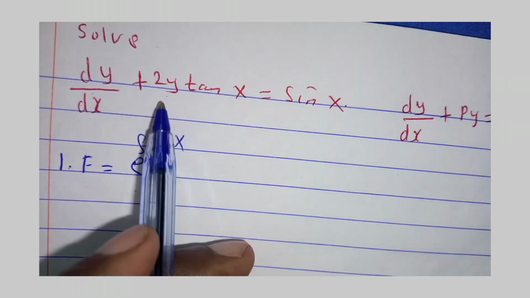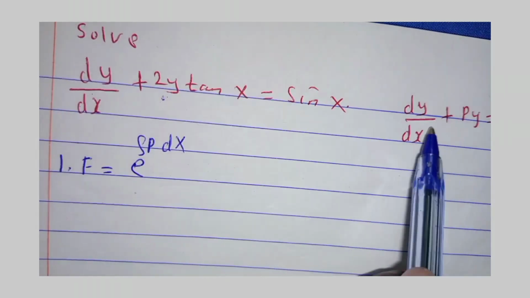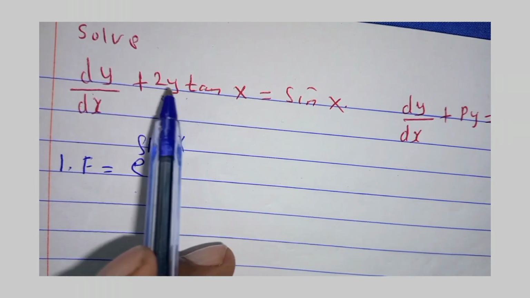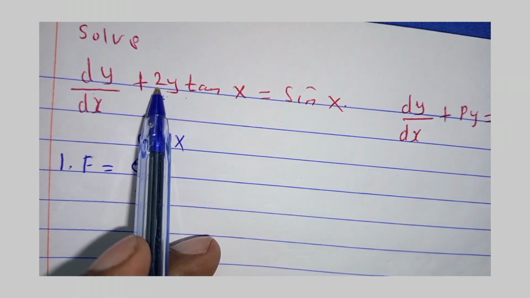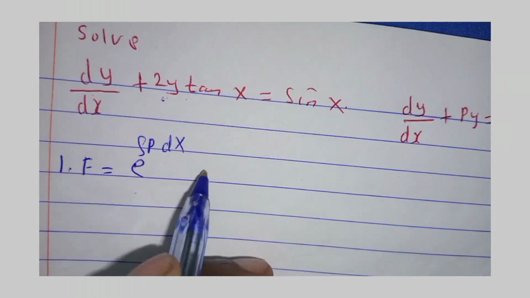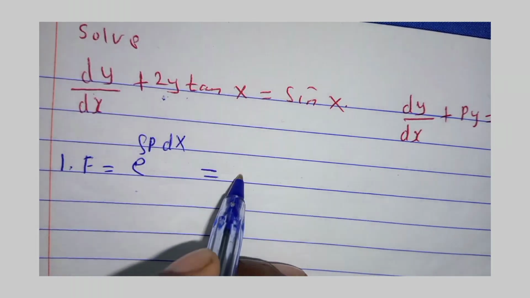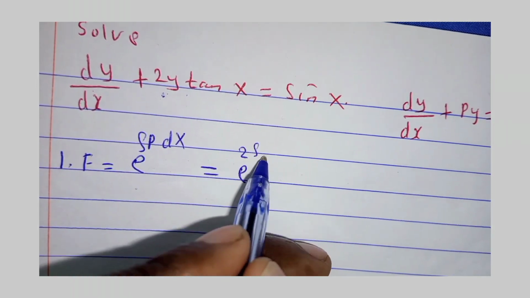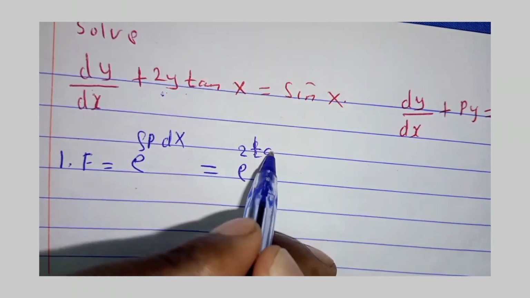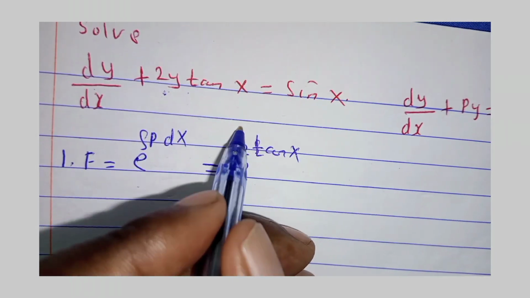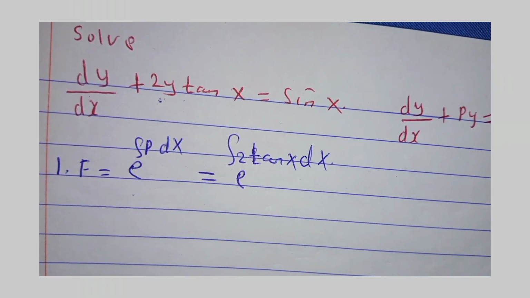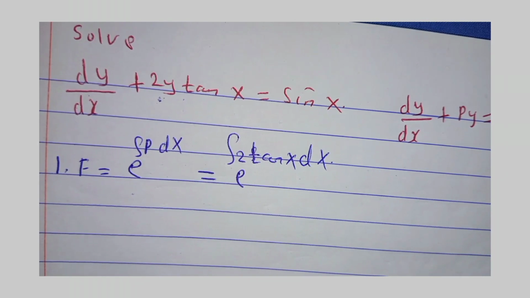Now when you compare this equation with the general one, p is the function corresponding to y. So in this equation, our p is 2 tan(x). Where you have p, you substitute it with 2 tan(x), so we have the exponential of the integral of 2 tan(x) dx.